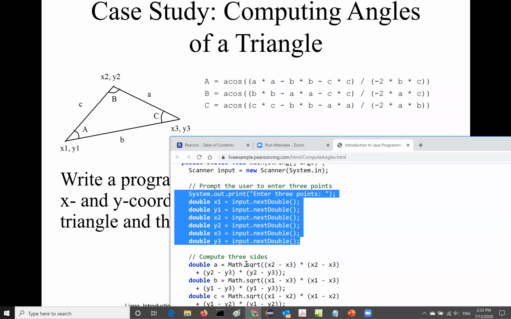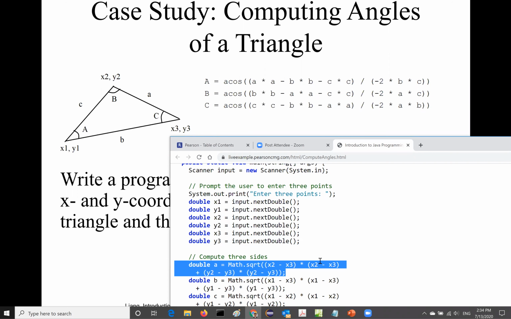The distance is the formula. So here you have 2 points and the distance, and A is the square root of (x2 minus x3) squared plus (y2 minus y3) squared. So here is for computing A, computing B, computing C.